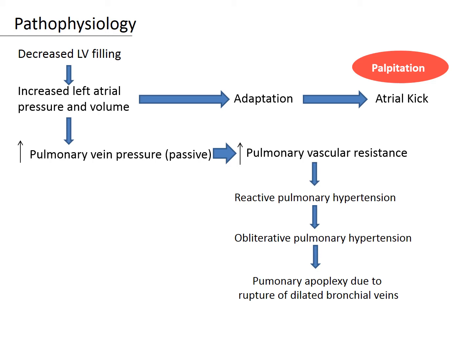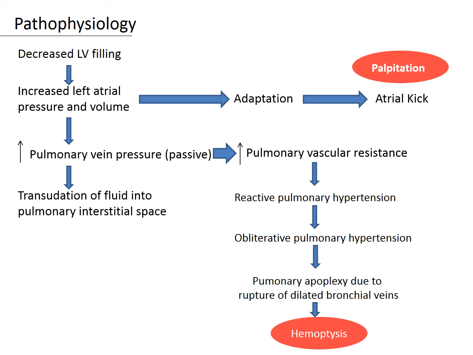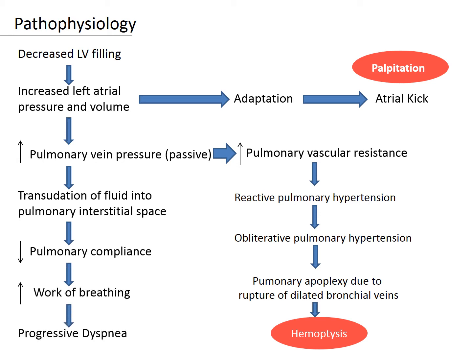As a result of the pulmonary hypertension, pulmonary apoplexy due to rupture of dilated pulmonary bronchial veins may occur, and the patient may complain of hemoptysis. Increased pulmonary venous pressure results also in transudation of fluid into the pulmonary interstitial space, and this results in decreased pulmonary compliance, so increasing the work of breathing, and that's why patients with mitral stenosis will have progressive dyspnea.